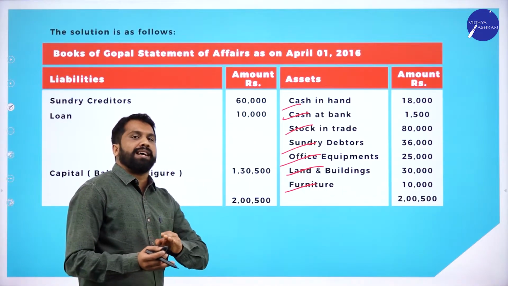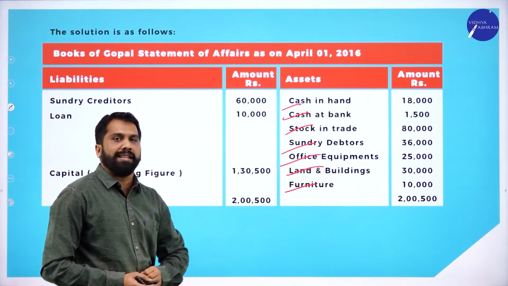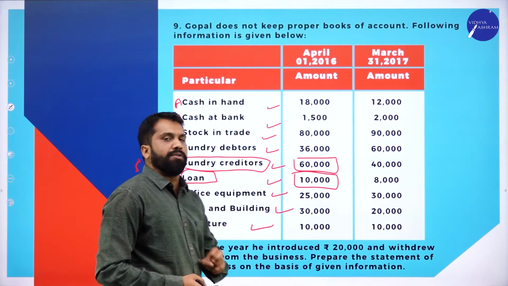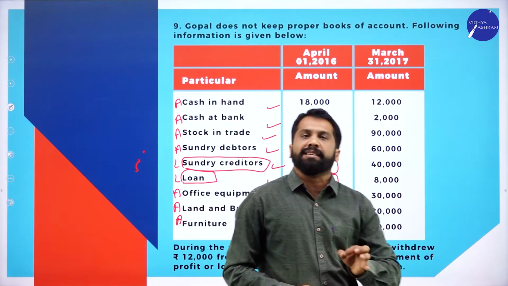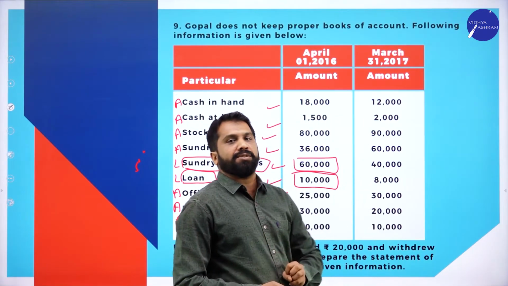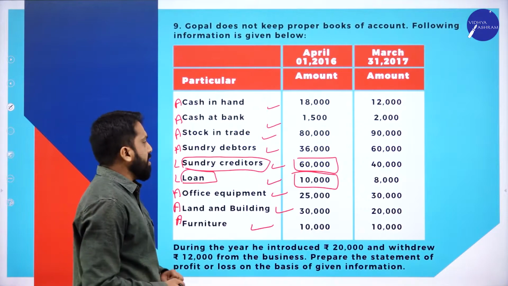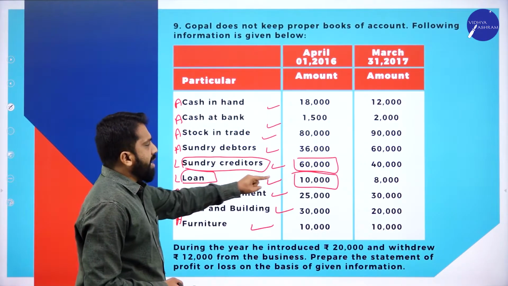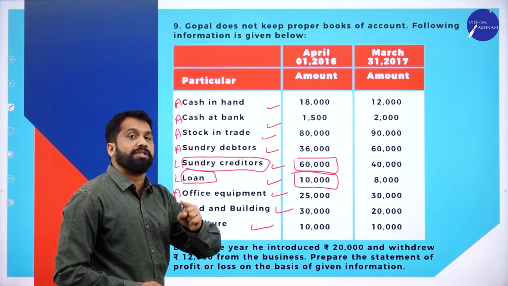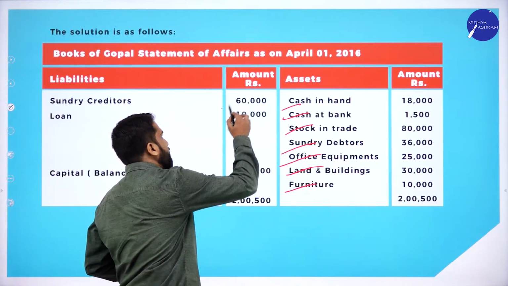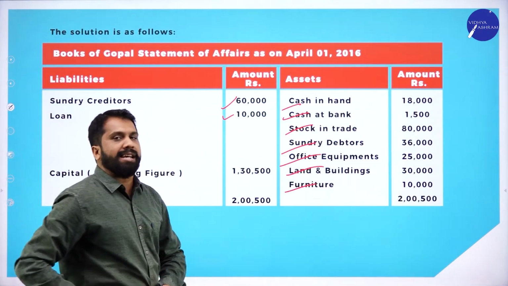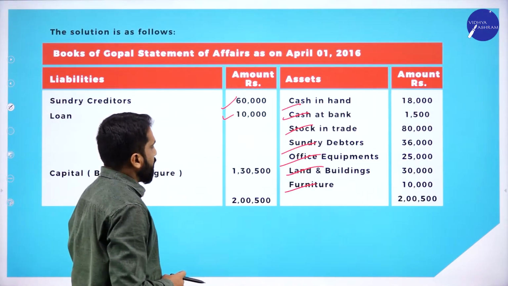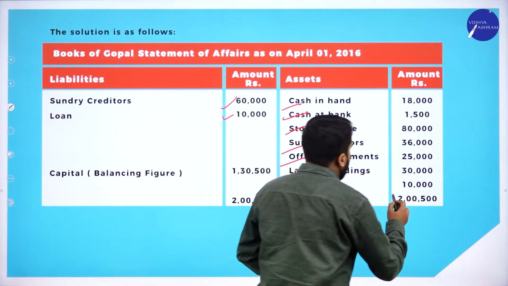Once assets are done, we'll go for liability. In the liability, we have two things, sundry creditors and loan. These two we call liability. Creditors we have 60,000 and loan we have 10,000. Total how much is it? 60,000 and 10,000, total it is 70,000.